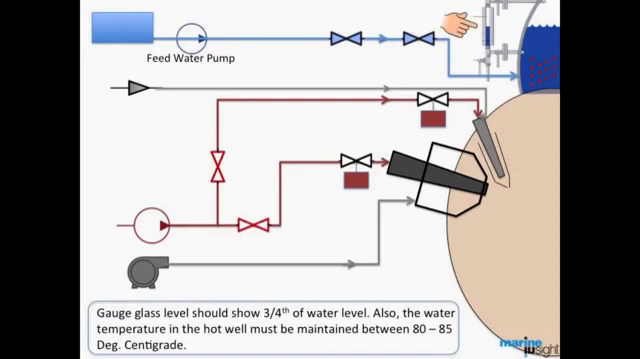Check the water level in the boiler drum through the gauge glass. The gauge glass level should show 3/4 of the water level. Also, the water temperature in the hot well must be maintained between 80 to 85 degrees centigrade.